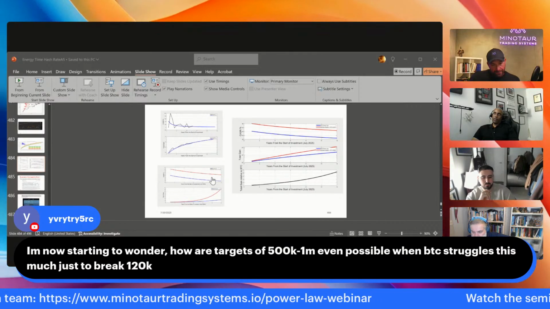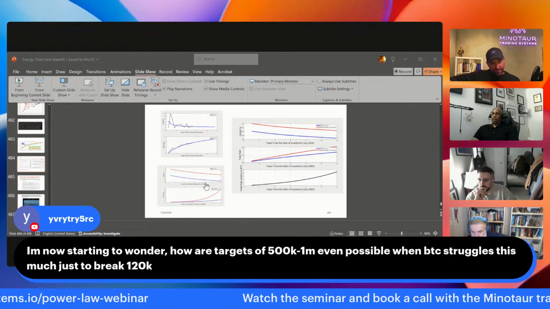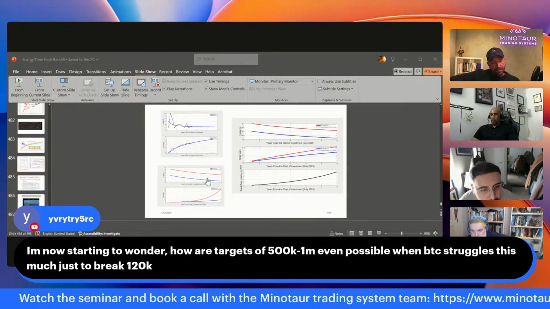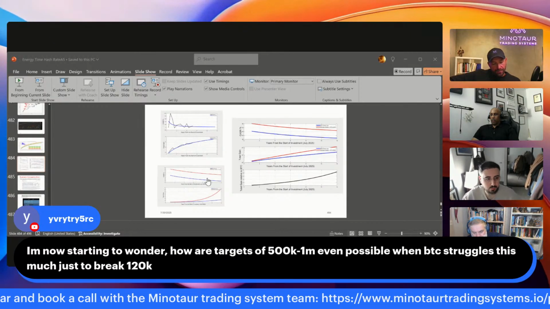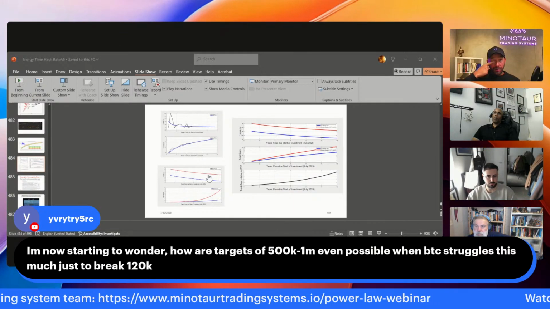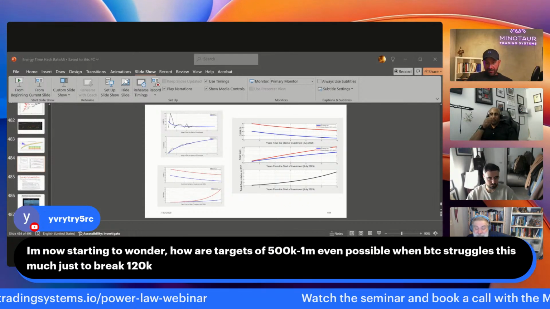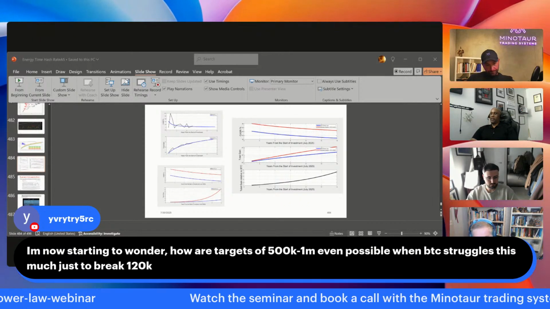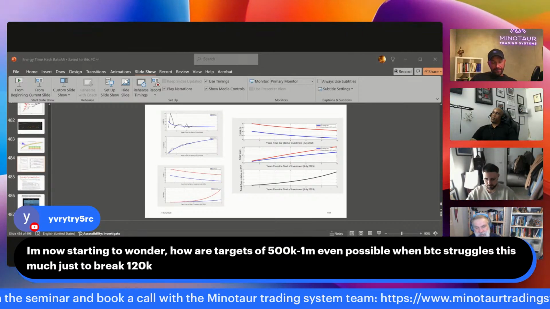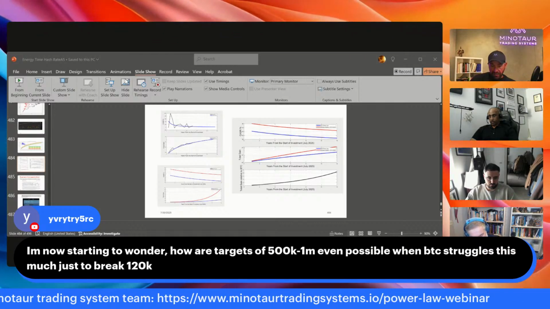So yeah, this question here. I have a good analogy for this too. You're saying the target of 500K to a million is even possible, and B2C struggle. So this comes down to what lens you are looking through. Yeah, scope. If you're looking at it with a magnifying glass, we are going to reach 500K, it's going to take years, it's not going to happen. Correct. Yeah, but he's saying, because I'm just reading the next questions.